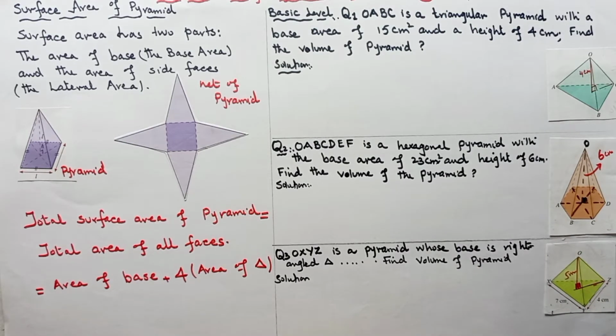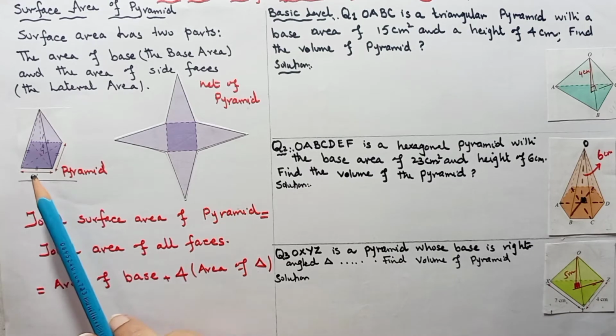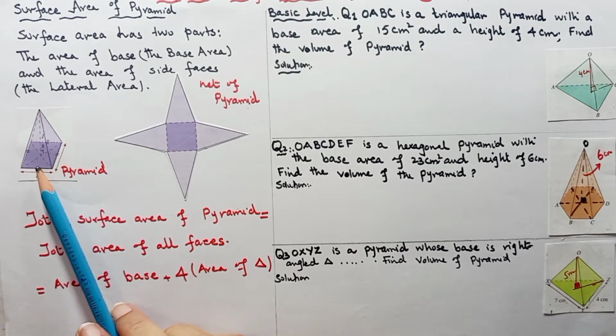This is my third lesson of D2, chapter number 12, exercise 12A, about the volume and surface area of pyramid. In this lesson, first of all, I'll discuss the basic concept of total surface area of pyramid. As we look at this pyramid, we can see the pyramid has a total of 5 faces. One is the base and 4 triangular faces.